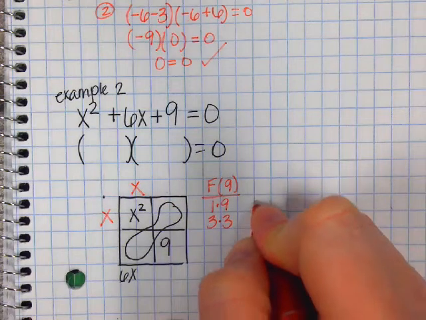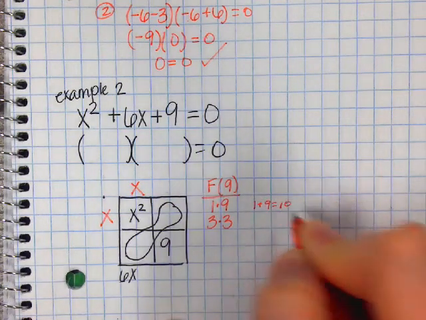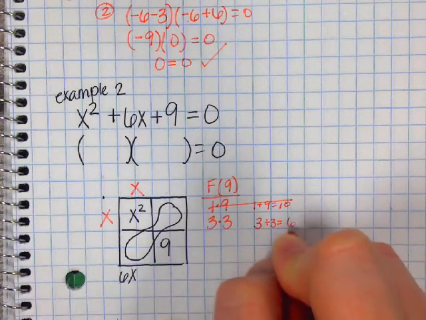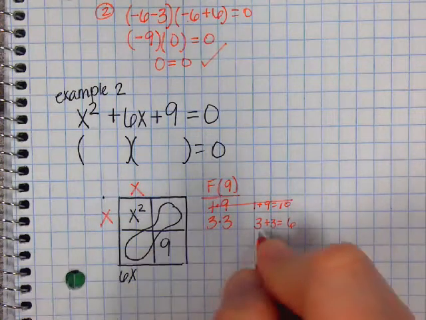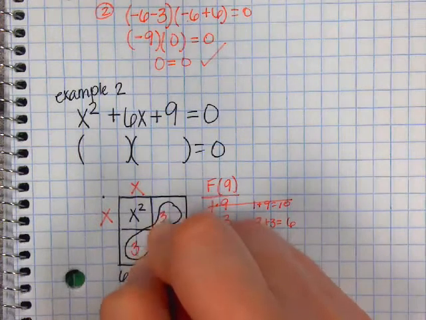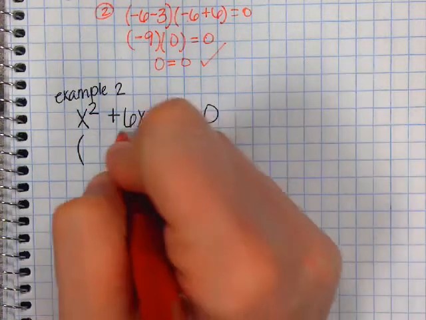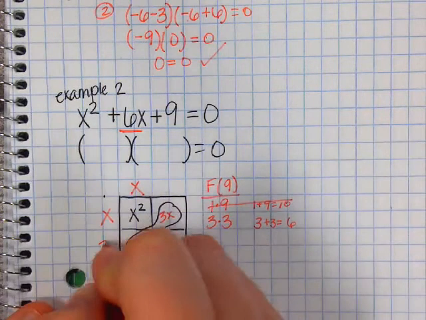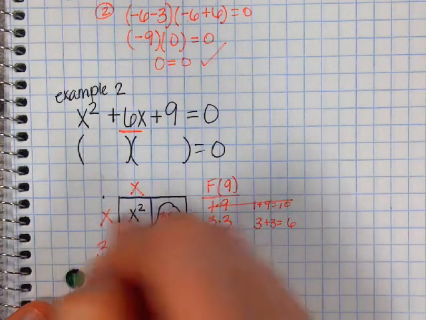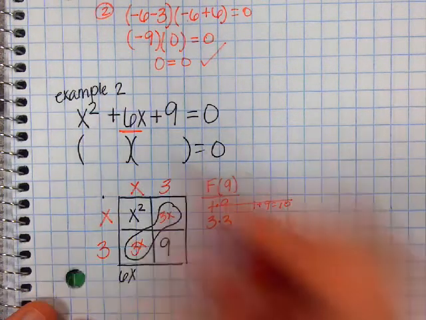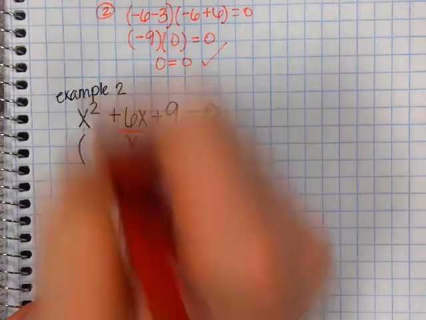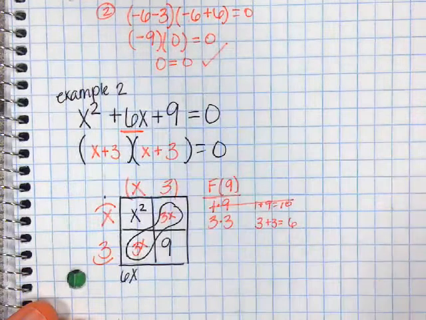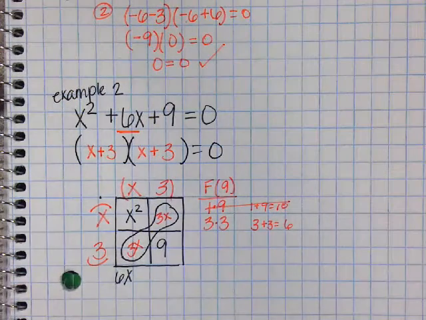Okay, so then I'm going to add them. 1 plus 9 is 10, so that one's out. And 3 plus 3 is 6. So I need to put 3x and 3x, because remember they're getting that middle term, that's why we have to put an x on them. So x times 3 gives us 3x, x times 3 gives us 3x. So our two parentheses would be x plus 3 and x plus 3.